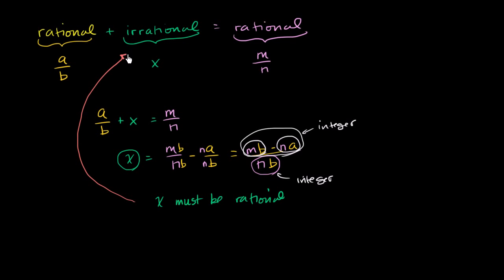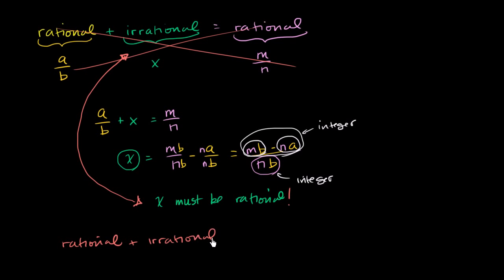The assumption was that x is irrational. Now we got that x must be rational. So therefore, this cannot be the case. A rational plus an irrational must be irrational. Let me write that down just so. A rational plus an irrational must be irrational.